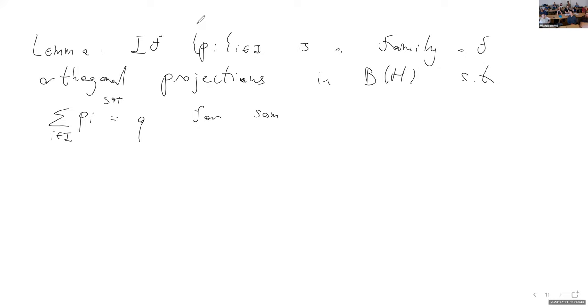May I ask you just a stupid question? Can you give me an example of something convergent in strong operator topology, but not in norm, just refreshing. Projections. Yeah. Okay. Actually, I don't want to assume they're orthogonal. I want to prove that they are orthogonal. Powers of the unilateral shift. Yeah, and in norm, the sum of the projections does not converge to one.